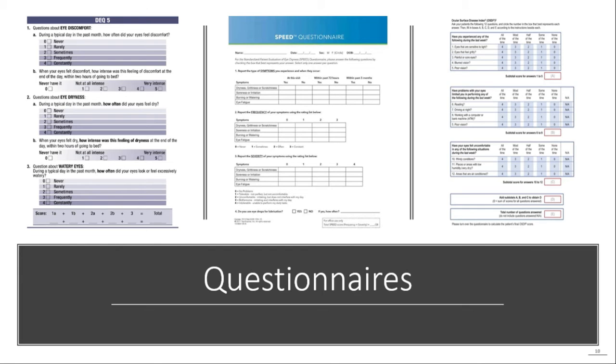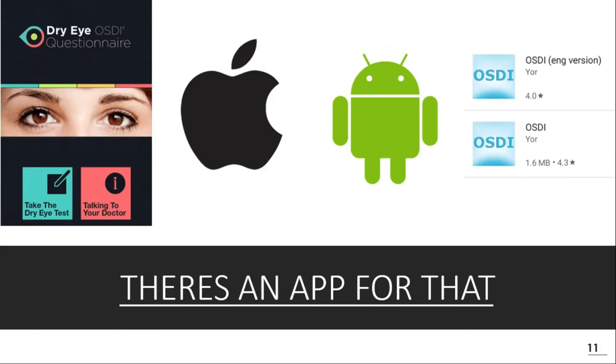There are a few different ones. On the screen here, you've got the DEQ5, the SPEED questionnaire, and then the OSDI questionnaire. In terms of research, the OSDI and the DEQ5 are the ones that are used. Go and look at them, go and research them, decide which one you prefer. I personally use the OSDI mostly. I find it the most user-friendly, and that's just the one that I go with.